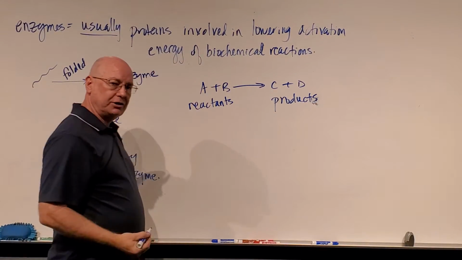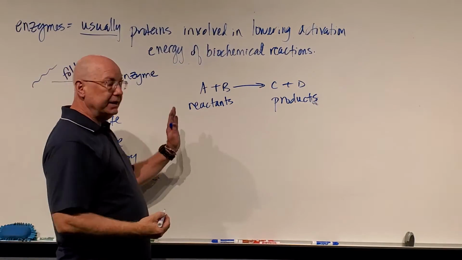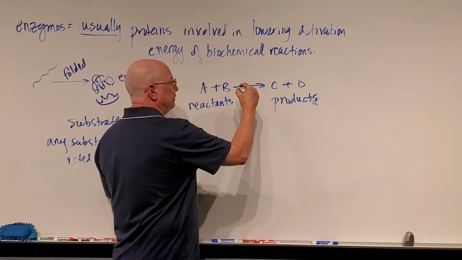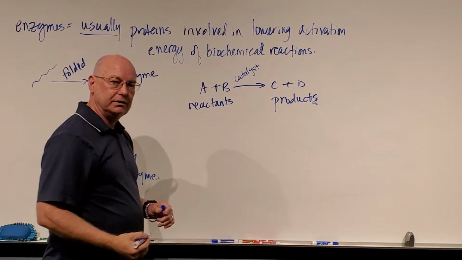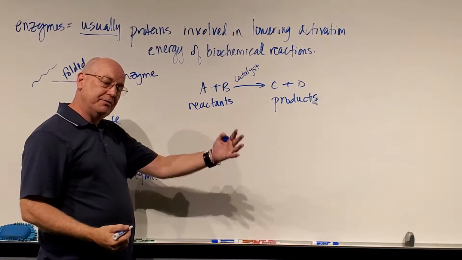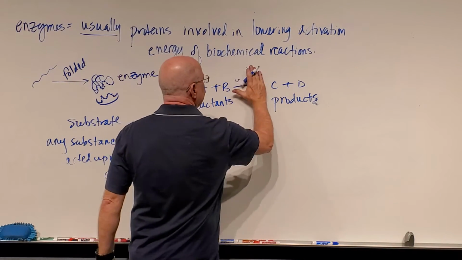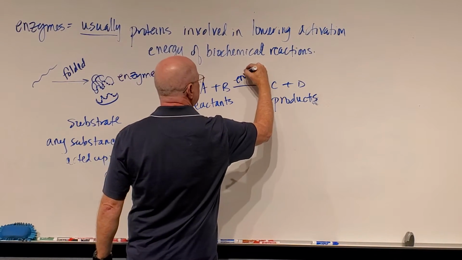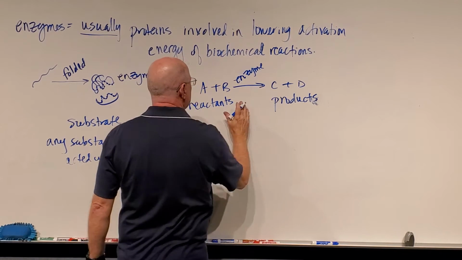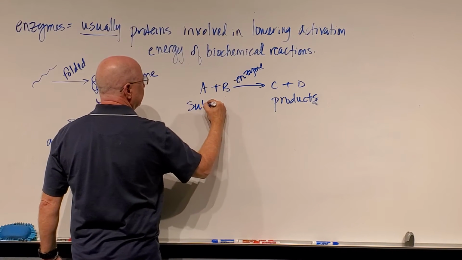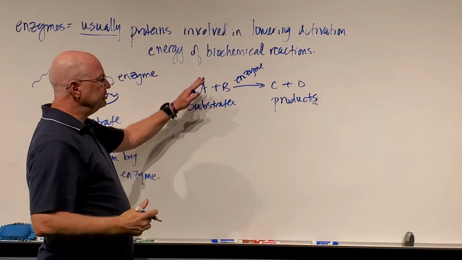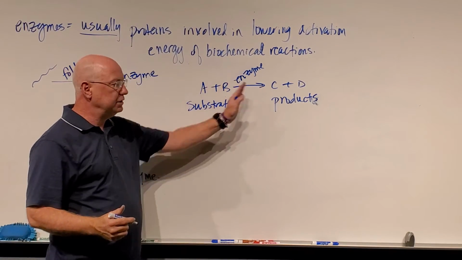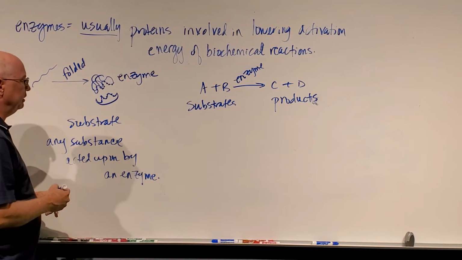In a chemical reaction, if I need something to speed up the reaction or lower the activation energy, then that would be called a catalyst. Now, if this is a biochemical reaction, and this is an enzyme, then the reactants simply become called substrates. The substrate is whatever is acted upon by the enzyme. I still get products, so that's what a substrate is.